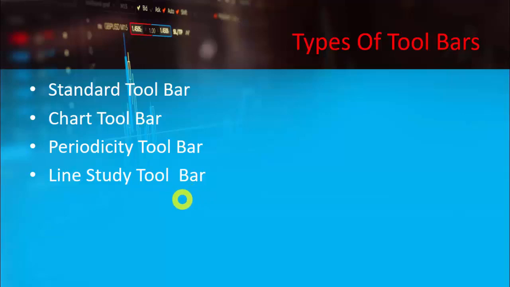Now we are going to learn every toolbar with full explanation, and we will discuss every part present in every kind of toolbar. So this was the explanation of toolbars and their types.